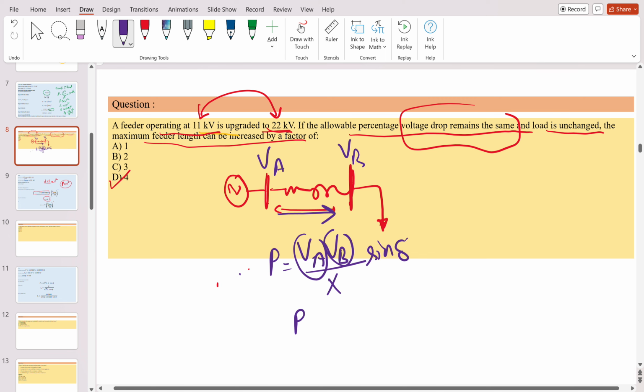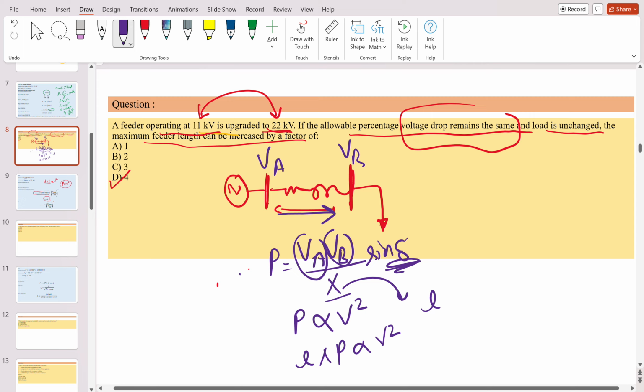In that sense also, I'm considering no voltage drop, so power is proportional to V square. But this X is also proportional to length. So that's why the loading criteria, the L multiplied by P, is also proportional to V square, considering delta is constant and omega is constant.